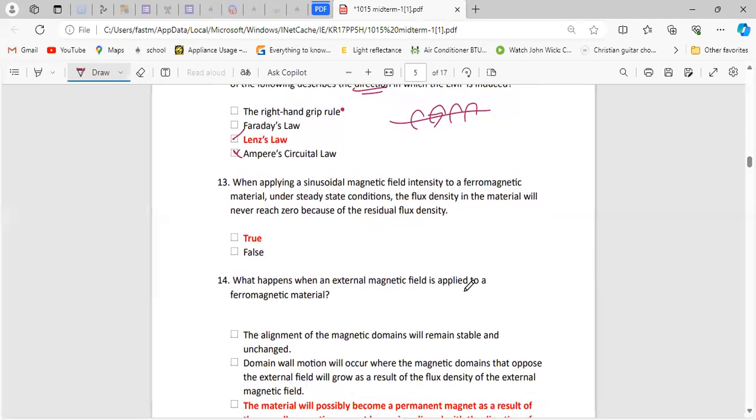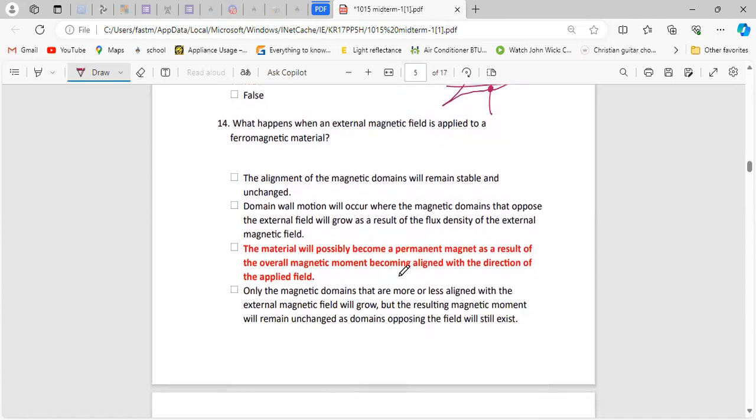All right. When applying a sinusoidal magnetic field intensity to a ferromagnetic material under steady state condition, the flux density in the material will never reach zero. We just did that. The flux density B will never reach zero. There will be some residue of the magnetism left behind when you remove the magnetic field. We just did that, so it's true. We call it the residue or retentivity. It retains some magnetism.